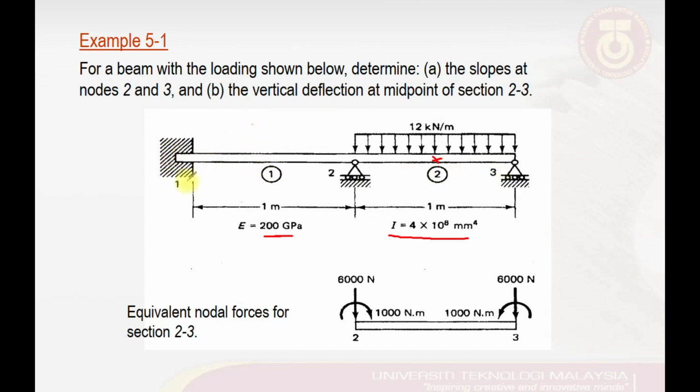This structure is simply supported with a fixed point at node number 1, then at node number 2, or 1 meter from the left hand side, the beam is supported with this pin roller, and we have another pin roller at node number 3, or the most right end of this beam.